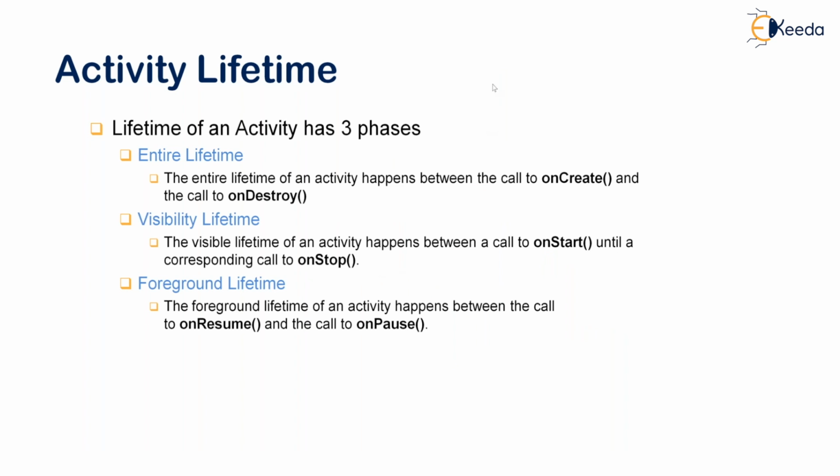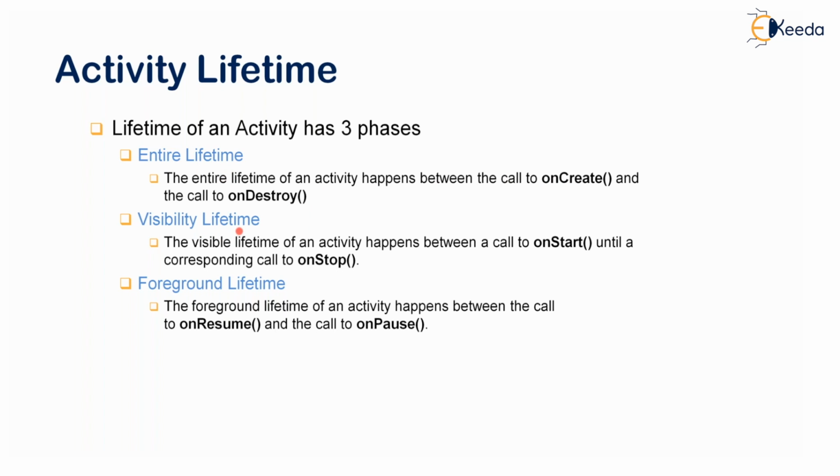All these things happen within three different lifetime states of an activity. One is the entire lifetime, the second is the visibility lifetime, and the third is the foreground lifetime. The entire lifetime is nothing but birth to death: birth means onCreate, death means onDestroy. The lifespan between the onCreate method and the onDestroy method is the entire lifetime of an activity.